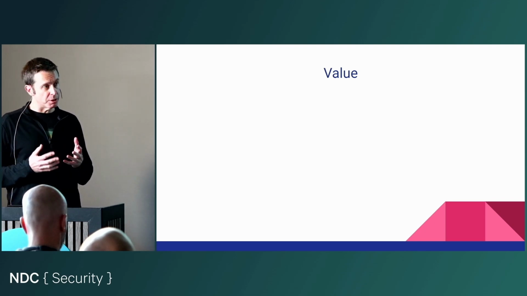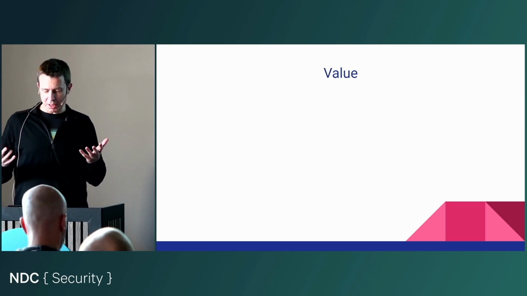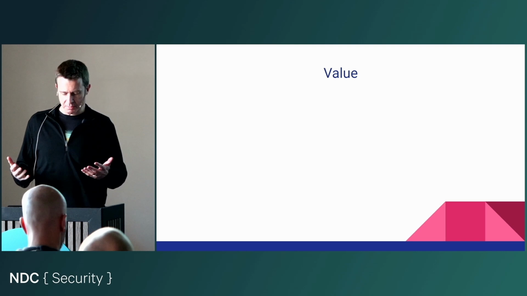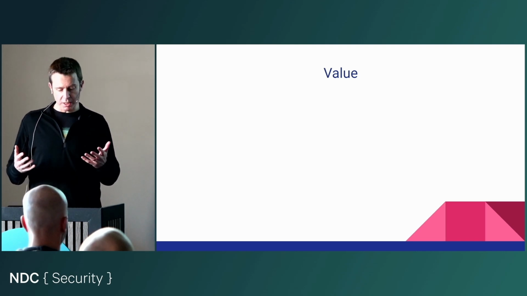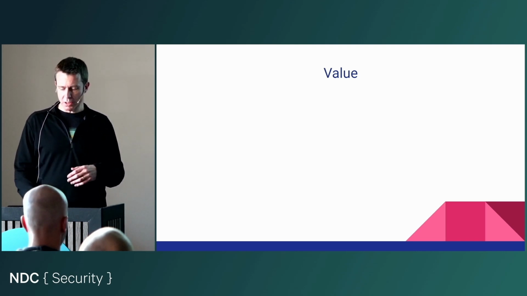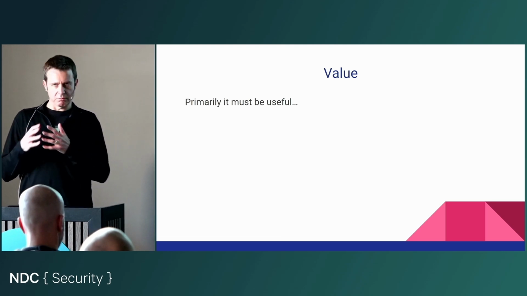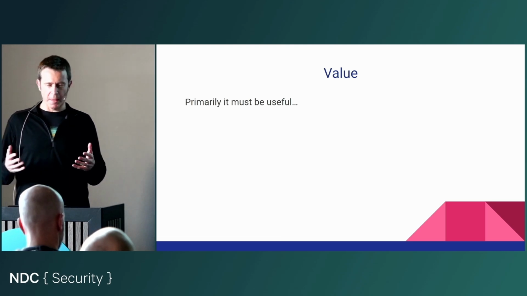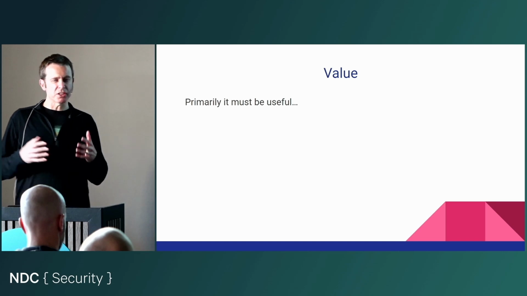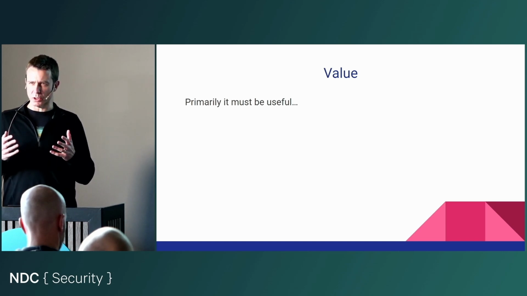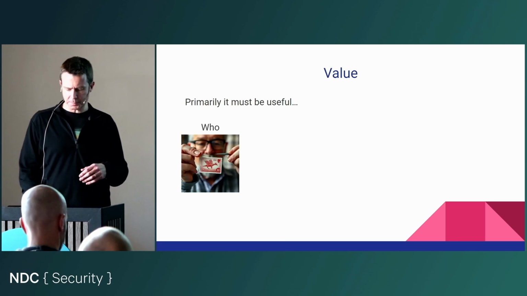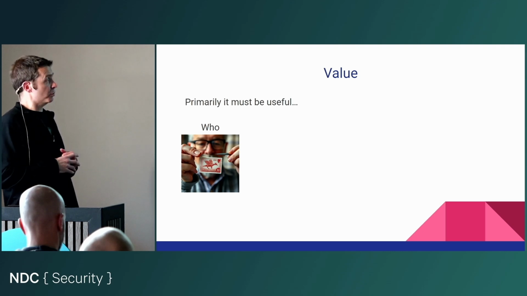So for this framework property, we want to evaluate the value of something. But how do we do that? I think there are a couple of different ways. First and foremost, something must have a function, so it has to be useful. What does useful mean? More than probably any of the others, I think you really need to understand context in order to know if something is useful. So who is it going to be useful to?